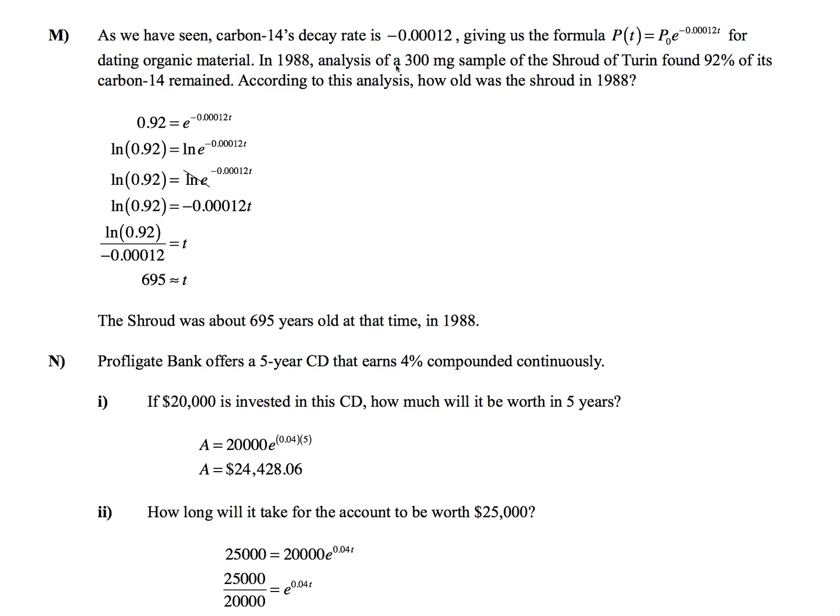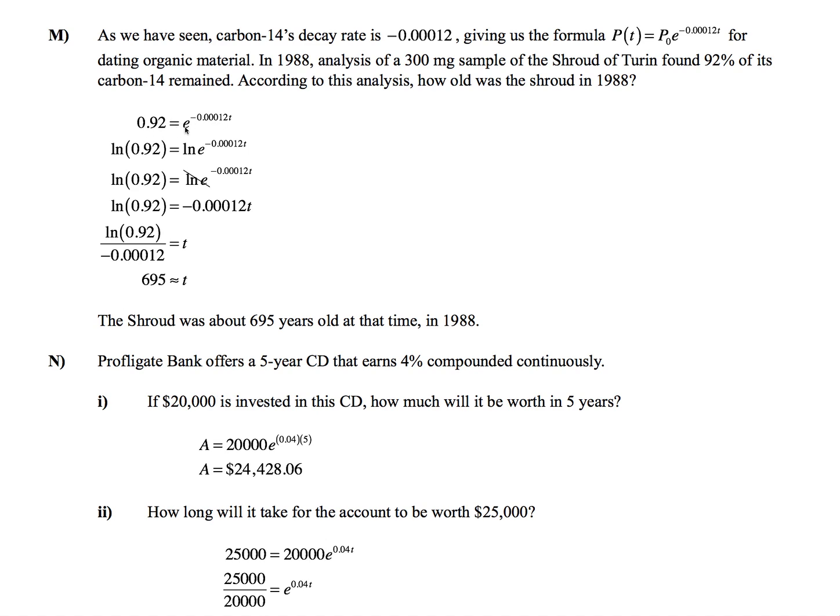So in 1988, a 300 milligram sample of the Shroud of Turin was taken, and it was found to have 92% of its carbon-14 remaining. So that's the amount at time t, 0.92. We always have to convert a percent into a decimal to make calculations. So this is 0.92 on the left side, and that uncovers this base, because what we have here is 100%, which is just 1. No need to write that.